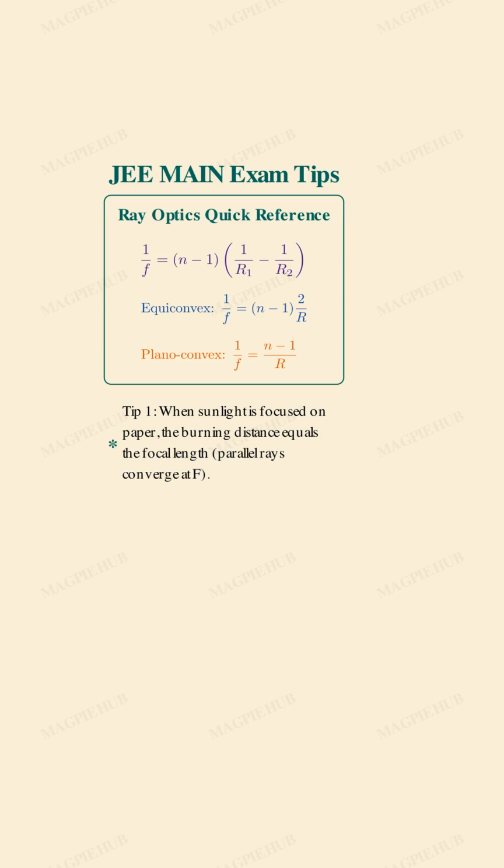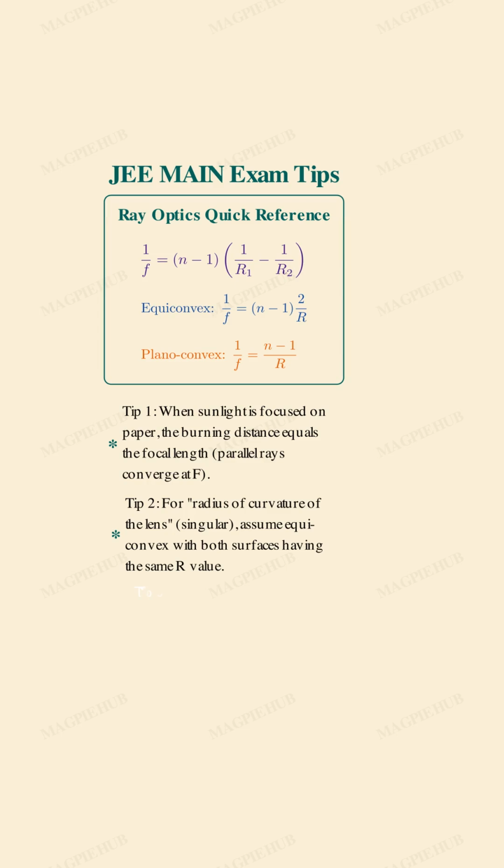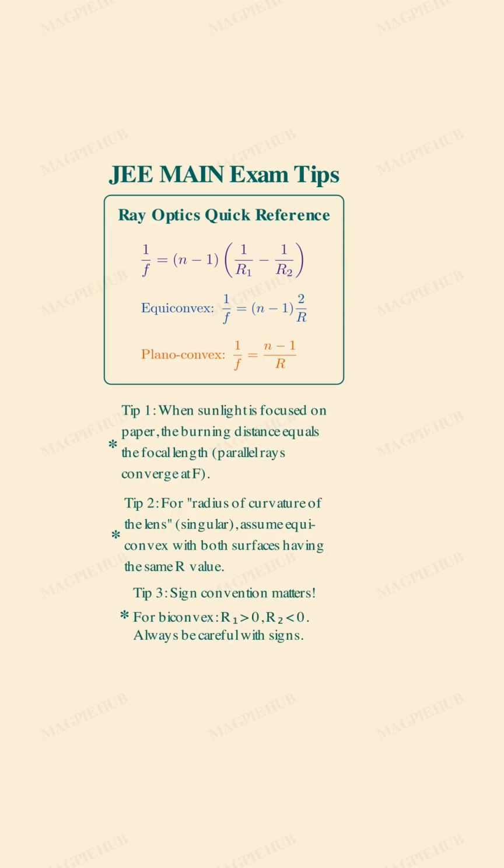Tip 2. When the question says radius of curvature of the lens in singular form, assume it is an equiconvex lens with both surfaces having the same radius. Tip 3. Always apply the correct sign convention. For a biconvex lens, R1 is positive and R2 is negative. Getting the signs wrong is a very common mistake in JEE.